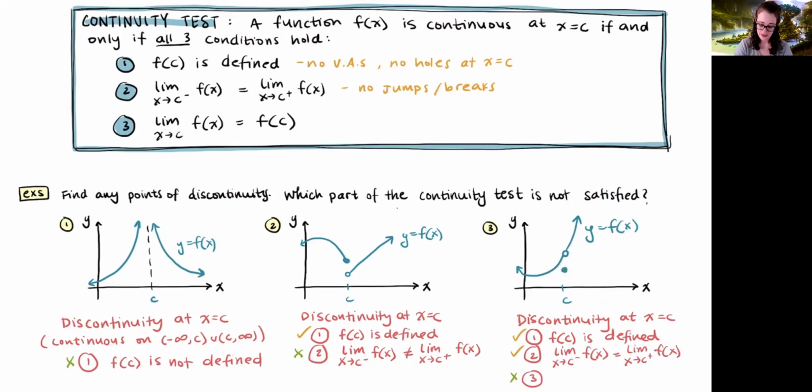We would need the limit, where it looks like we're heading towards, to be equal to the point that you get when you plug in that x value. So if this hole were just moved up to here and filled in, we would have number 3 be good, but we don't have that case. So in here we have the limit as x approaches C of f of x is not equal to f of C. That's what that one looks like graphically.